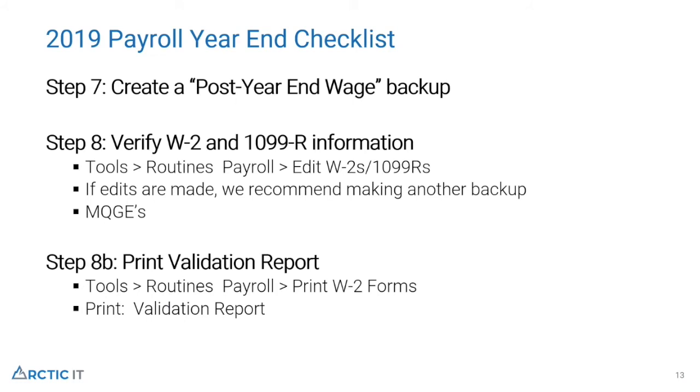There's a checkbox for Medicare qualified government employees. And if you are one of those employees, there is a separate process for when you print your year-end wage report in step 6B, you have to process a separate report just for those MQGEs. And also when editing, you'll want to make sure that your lookups are looking for those Medicare qualified government employees.